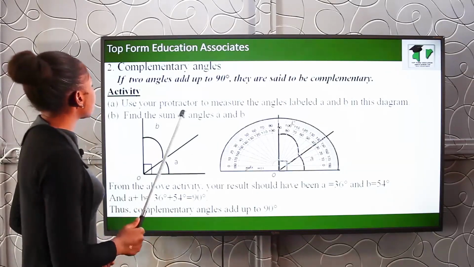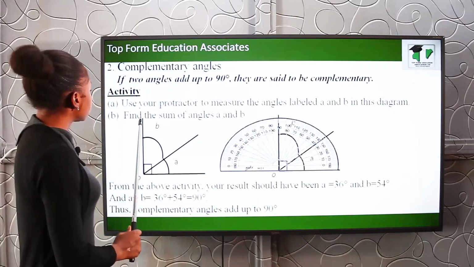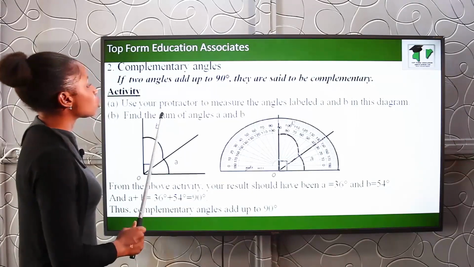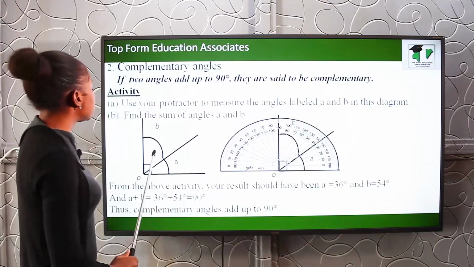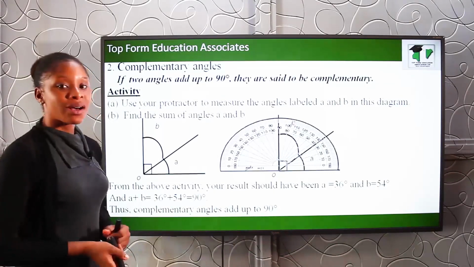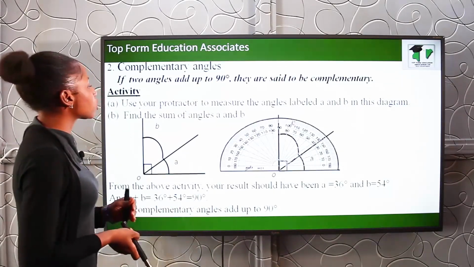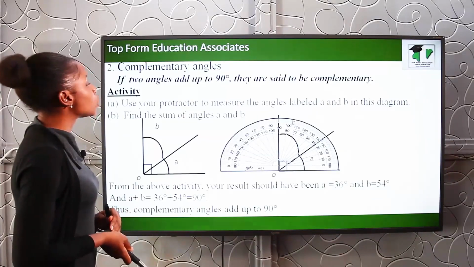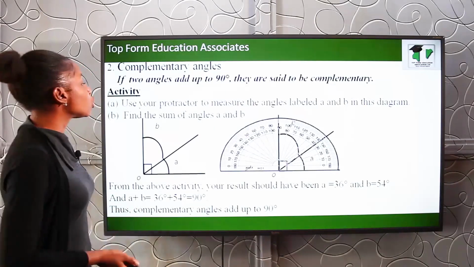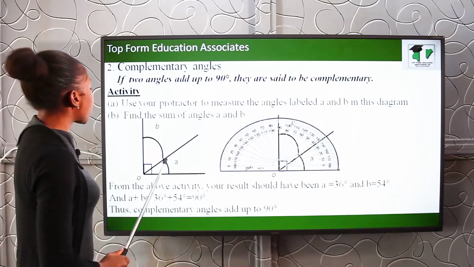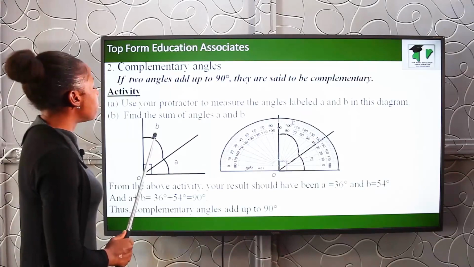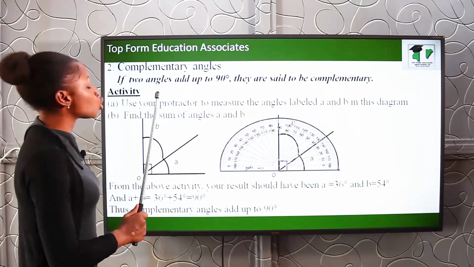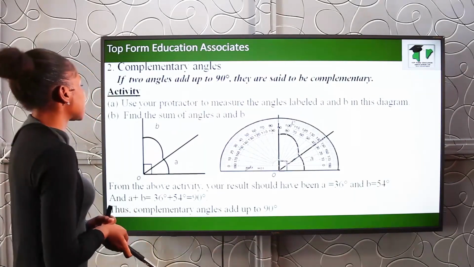Now, we have an activity here. We are given a diagram containing two angles, angle A and angle B, and we are asked to measure the angles labeled in these diagrams. Remember from our last topic, we were taught how to use our protractor to measure different types of angles accurately. So we're going to be putting that into practice now. We are going to use our protractor to measure angle A and angle B. Part B says we should sum the angles: we should add the measurements together and get an answer.